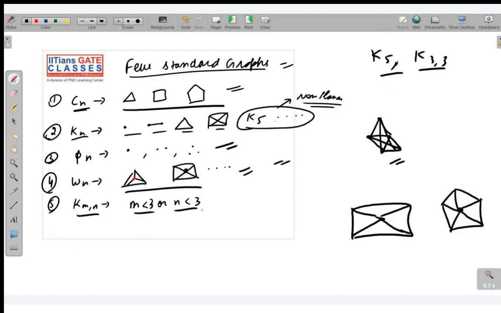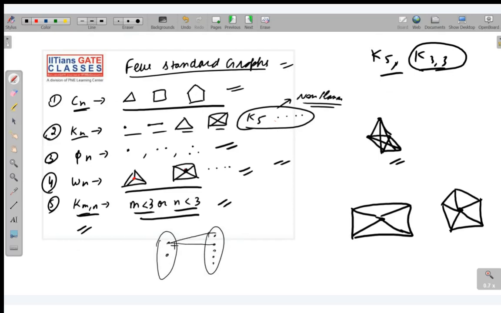Now K(m,n): if m is less than 3 or n is less than 3, only then it will be planar, otherwise it will not be planar. Why? Because if m and n are both greater than or equal to 3, they will definitely contain K3,3 as a subgraph. That will create a problem for us. If you want an intuitive idea, let me give you that also, so that you get more clarity. For example, I have K2, and no matter how many vertices you want on the other side, you can make it.